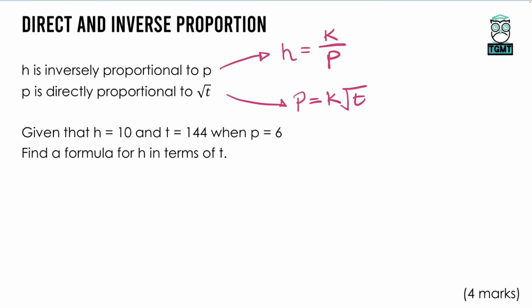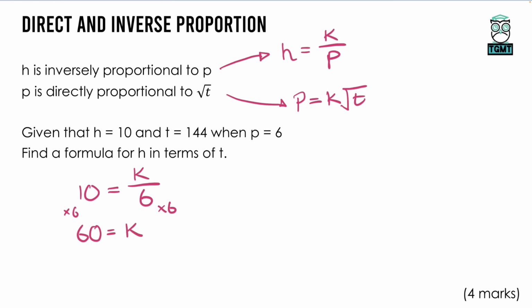We can now put these numbers that we're given into those formulas. So for the first one, we have h is 10, so 10 is equal to k divided by p, which is 6. We can rearrange it so we know what k is equal to. We can times both sides by 6, and we get 60 is equal to k.